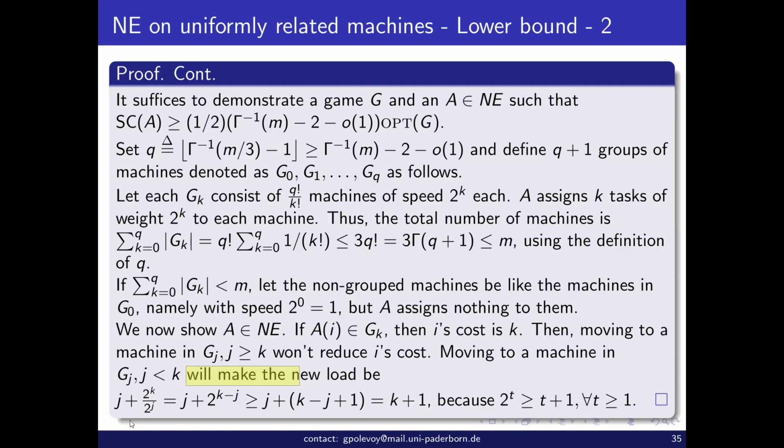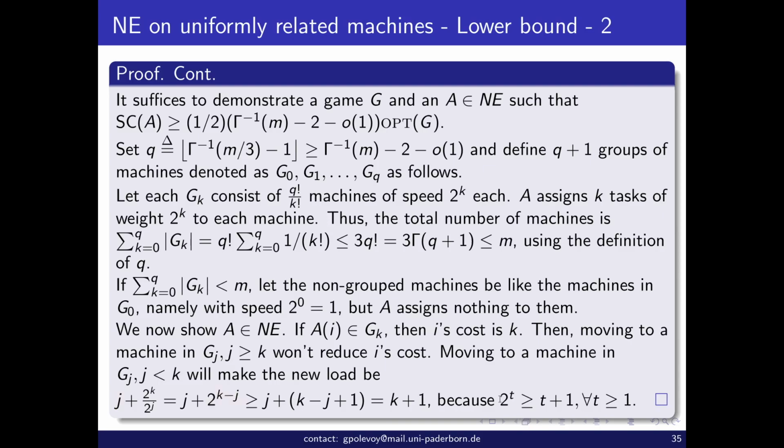What is going to be the new load? It's going to be the original load for machine J, which is J, as we have calculated, plus the size of this task, 2 to the K, divided by the speed of the machine, 2 to the J. So it's J plus 2 to the K minus J.